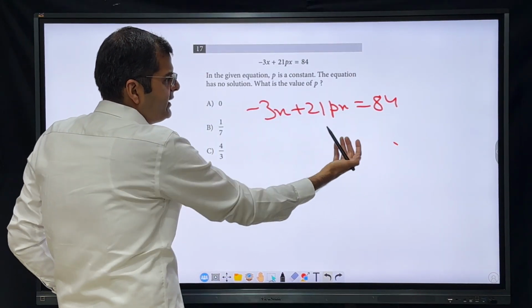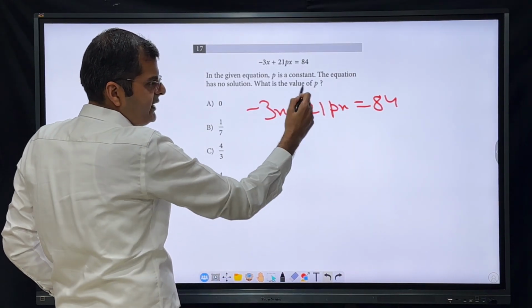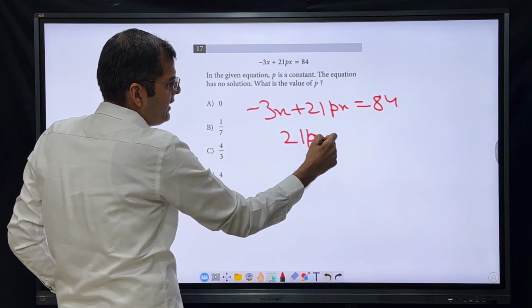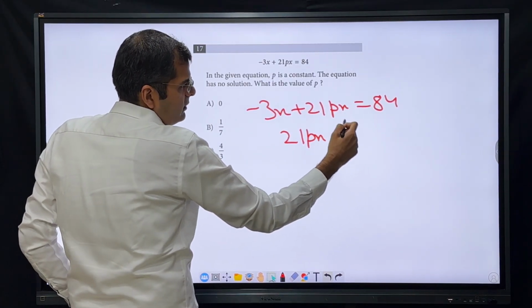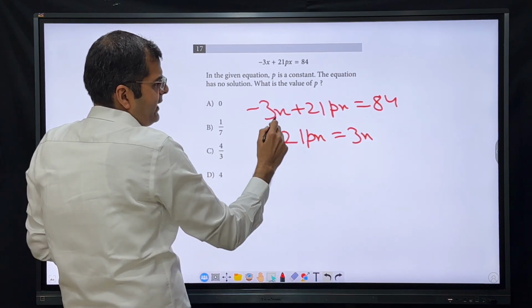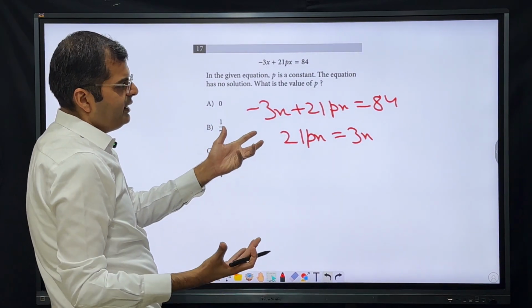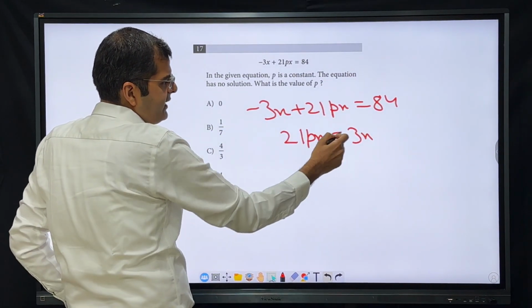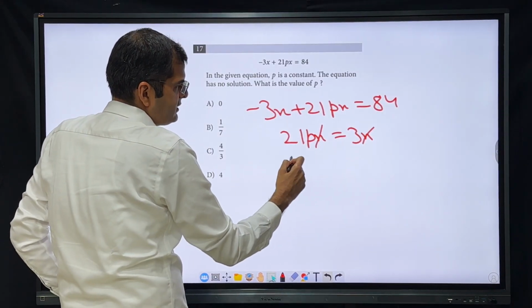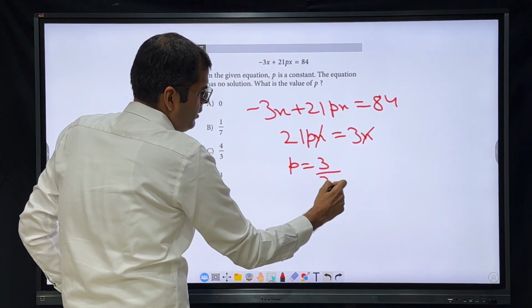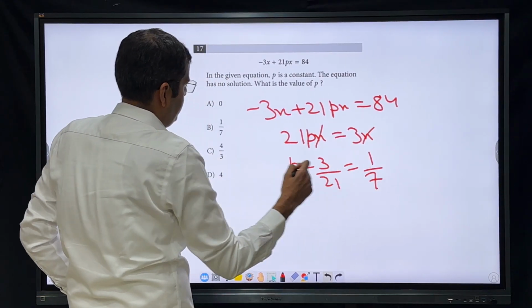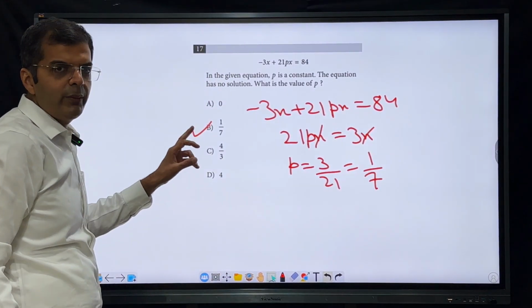So how do I eliminate x? How do I have 0 on this side? If 21px is equal to 3x, because minus 3x plus 3x becomes 0. So 21px is equal to 3x, x cancels out. So p is equal to 3 upon 21, which is 1 by 7. Answer option B, 1 by 7 is the right answer.